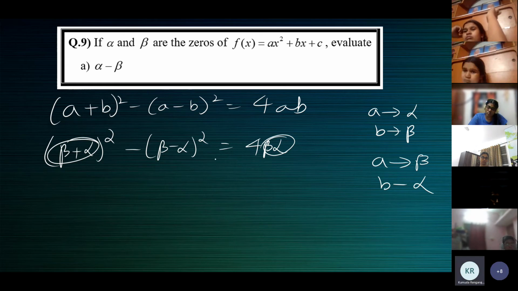Write it like this. If they want you to find beta minus alpha, just write it like this. Instead of alpha minus beta, if the question is to find beta minus alpha, just write the identity like this, substitute and find. That's it.